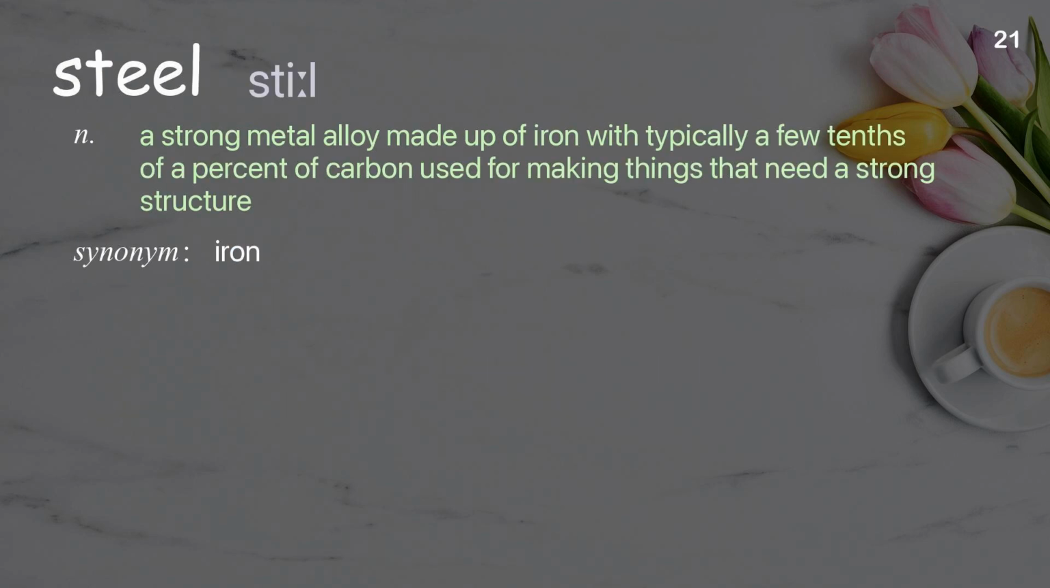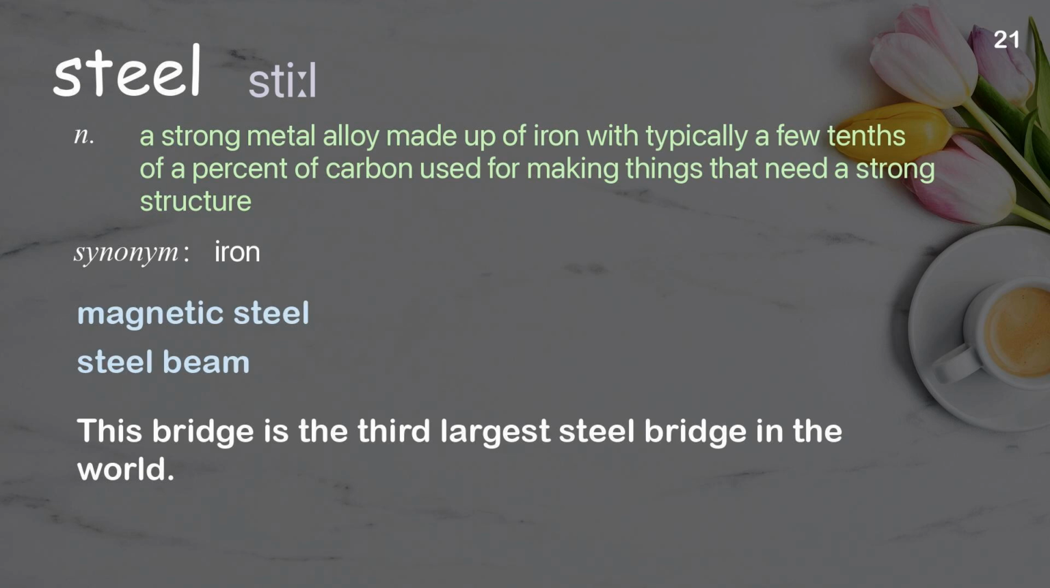Steel. A strong metal alloy made up of iron with typically a few tenths of a percent of carbon used for making things that need a strong structure. Examples: Magnetic steel, steel beam. This bridge is the third largest steel bridge in the world.